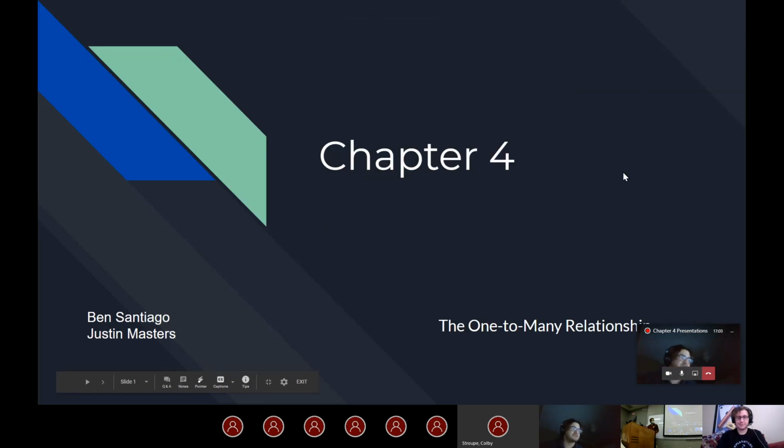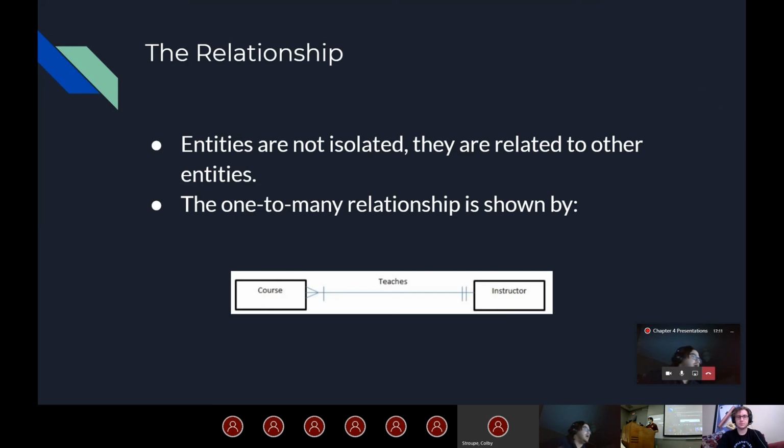All right. So we're doing chapter 4 as well. I'm Ben Santiago and my partner is Justin Masters, and this is the one-to-many relationship. Next slide. So entities are not isolated. They're all related to other entities in some way in a database. And this is how the one-to-many relationship is shown. It is one straight line going into crow's feet to the many part.